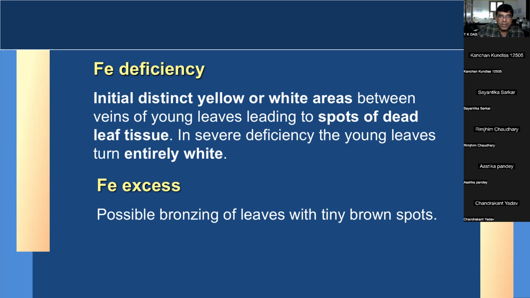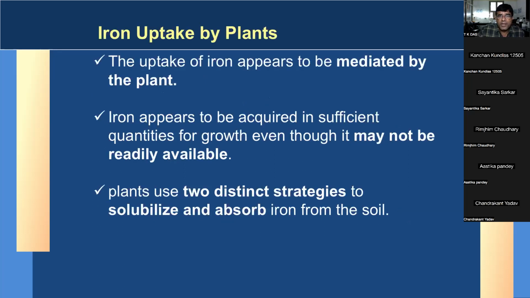And brown means dried. They have already dried leaves. So what happens when you have iron in excess? Possible bronzing of leaves with tiny brown spots. So you can get iron excess also under acidic soils. Toxicity is also observed.